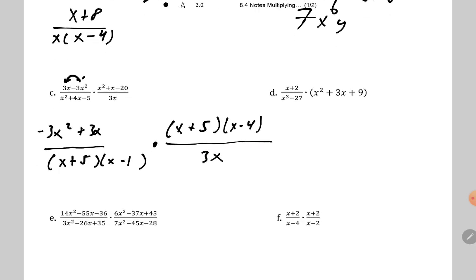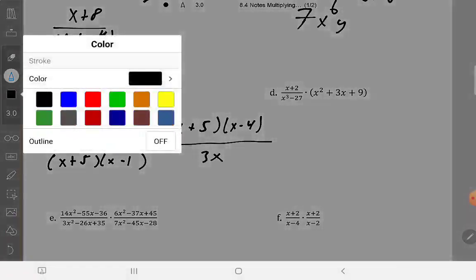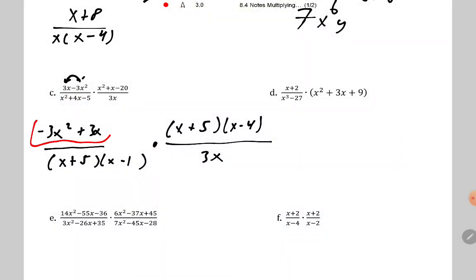Okay, we're going to multiply straight across the top. But first, we're going to factor this guy. Let's do this in a different color. That's going to become negative 3. I'm going to factor a negative 3x, so that it becomes positive x minus 3. Okay, so now let's combine this all together.